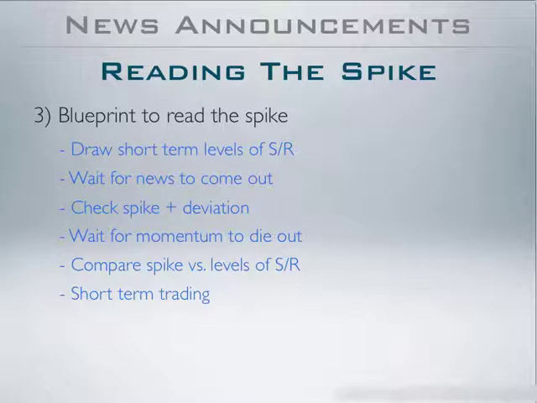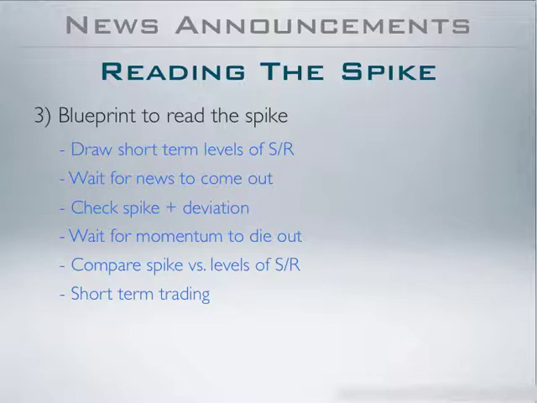Wait for price to slow down to a normal pace, and then you'll be able to have a global view of the news spike. Once the momentum has died out, once price begins ticking at a standard pace, we are to compare the news spike with all those levels of support and resistance we had previously marked on our charts. And this is done on a chart by chart basis.